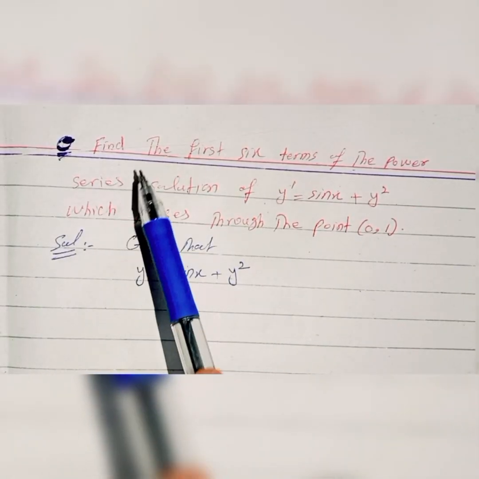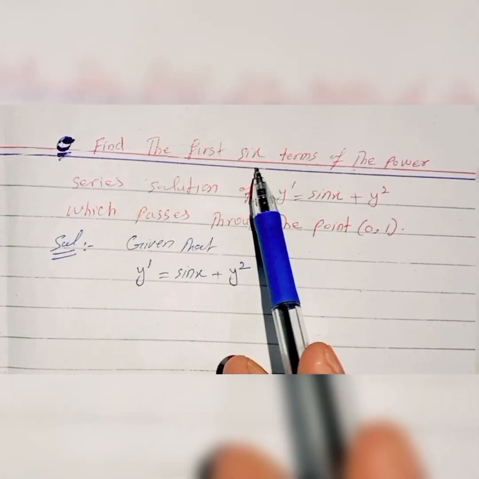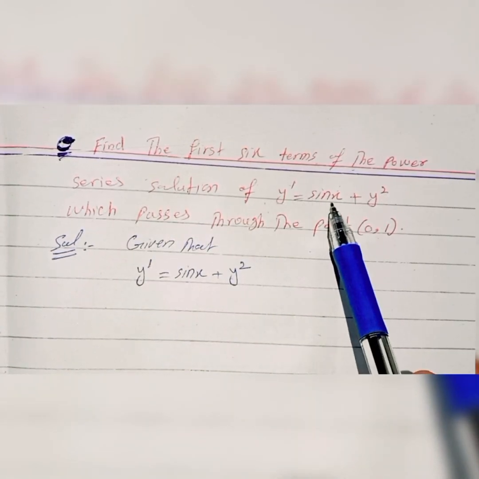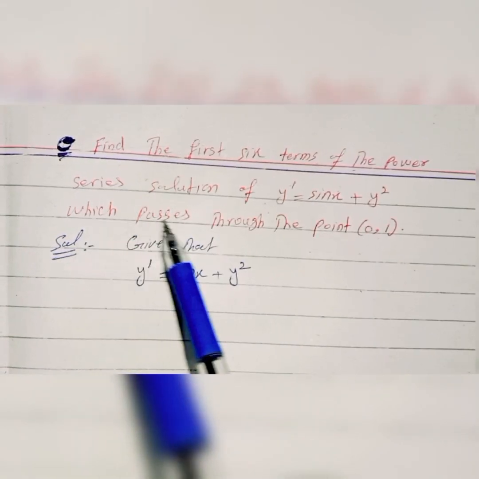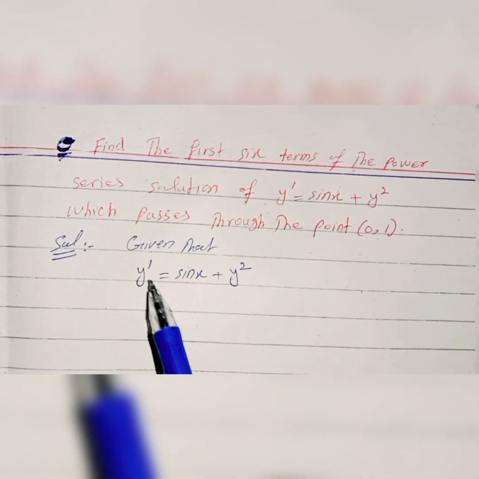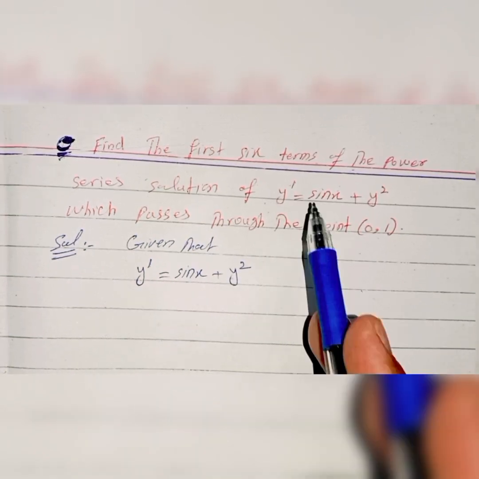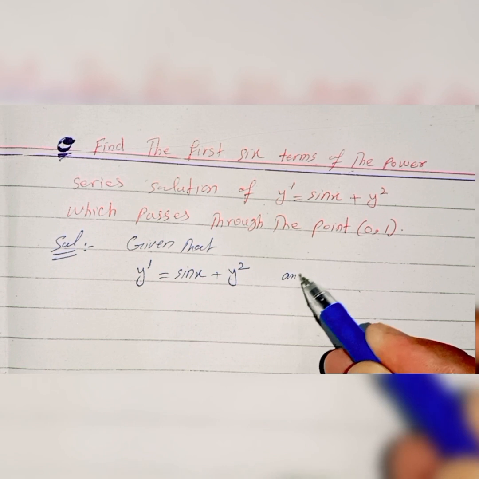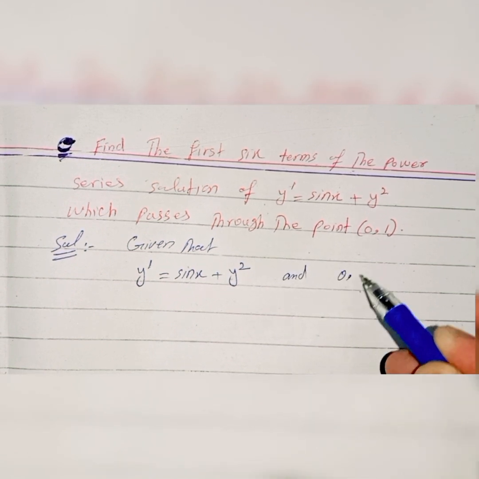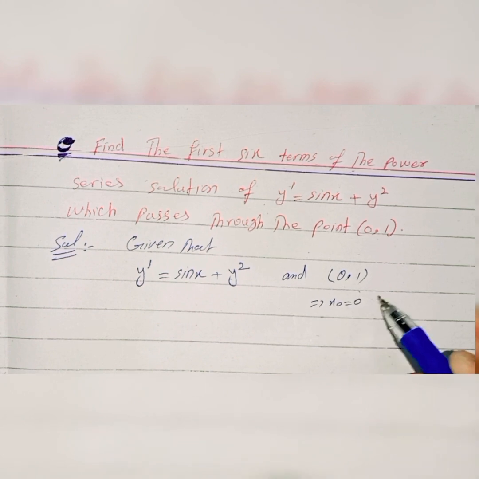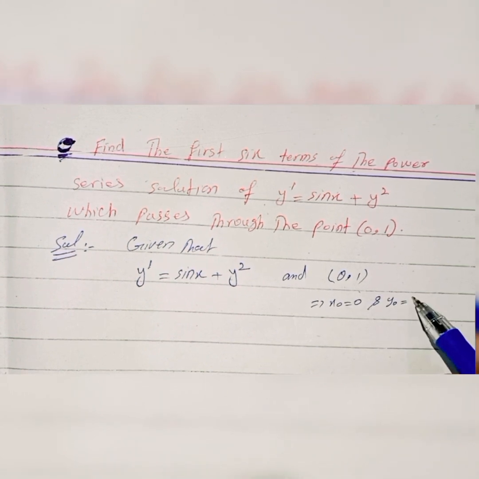Bismillahirrahmanirrahim. Today we discuss the question: find the first 6 terms of the power series solution of y prime is equal to sin x plus y square, which passes through the point 0, 1. Since it is given that y prime is equal to sin x plus y square and the given point is 0, 1, this implies that x naught is equal to 0 and y naught is equal to 1.